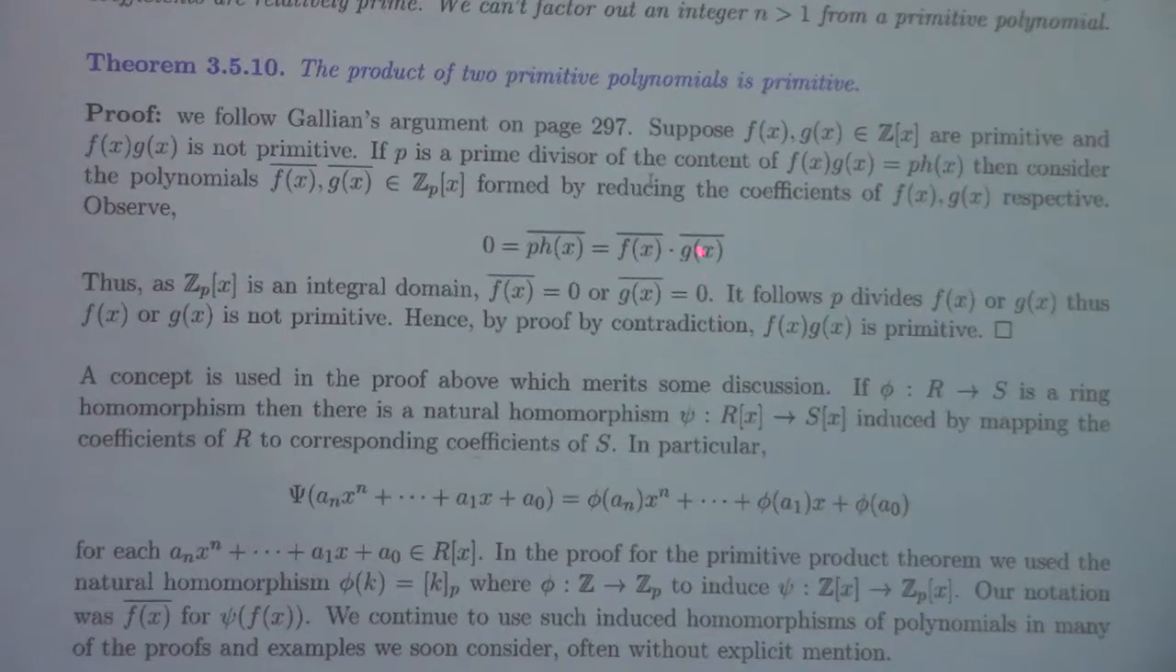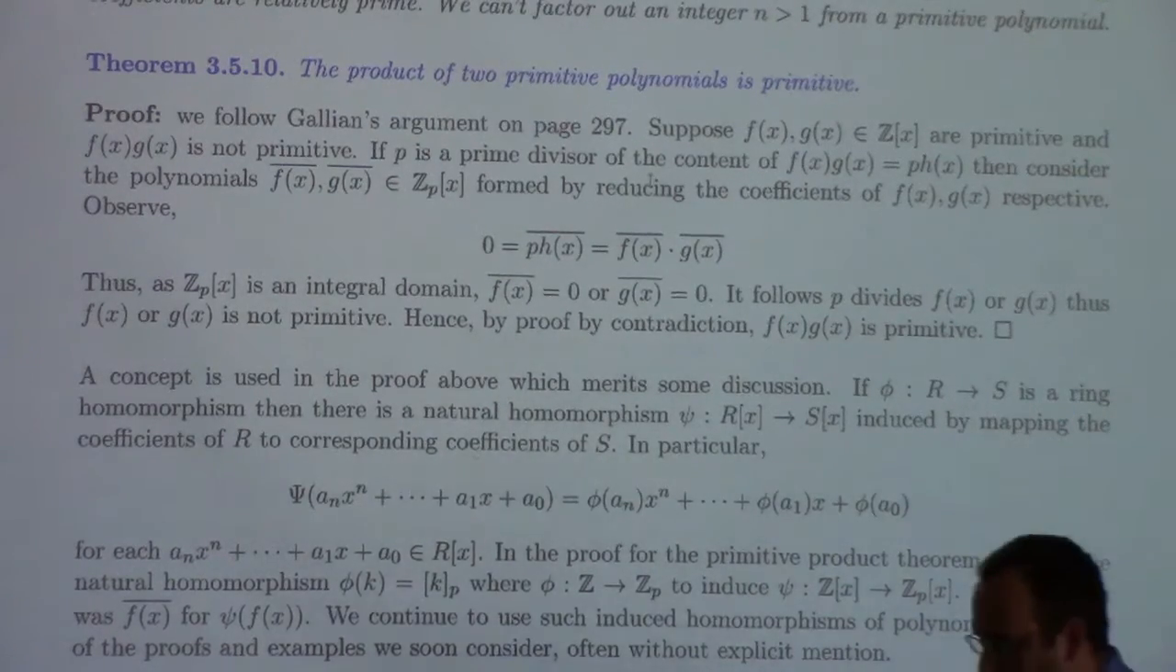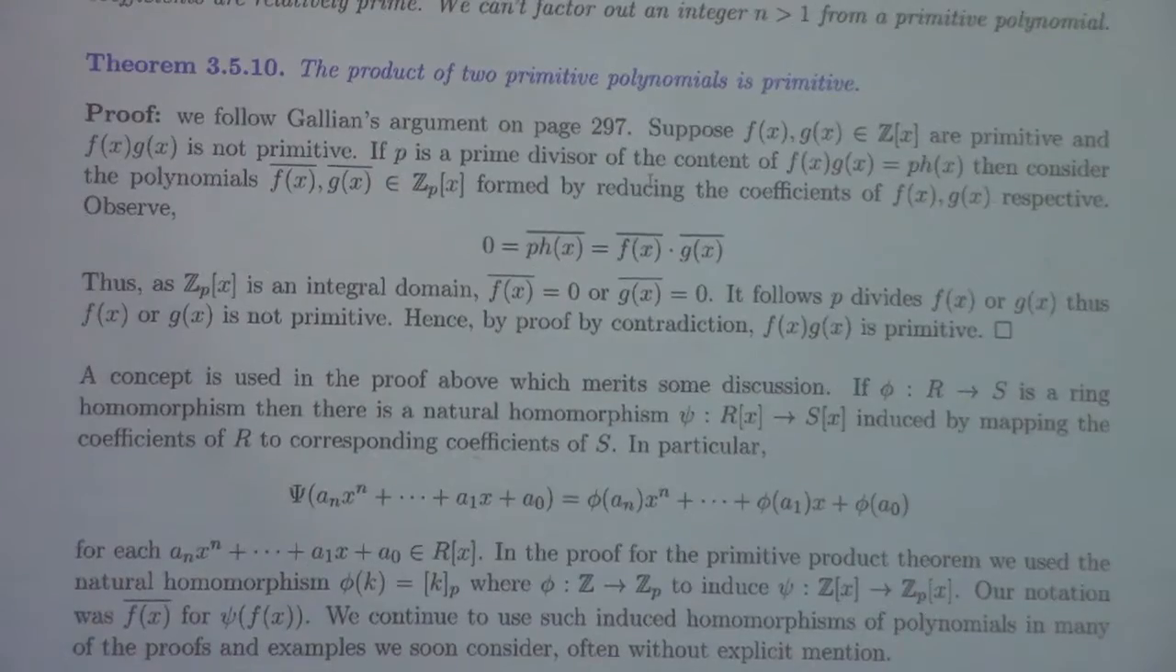This reduction is part of a more general trend here. If you have a ring homomorphism, you can always induce a natural homomorphism from the polynomials over the ring to the polynomials over the homomorphic ring just by mapping coefficients like this. So just take this polynomial, a(n) x to the n plus and so on plus a1x plus a naught, and map it to phi of a(n) x to the n, and so forth. You can prove that this is a homomorphism. So every homomorphism of rings induces a corresponding homomorphism of polynomials with those ring coefficients. That's what we're using in this primitive argument.